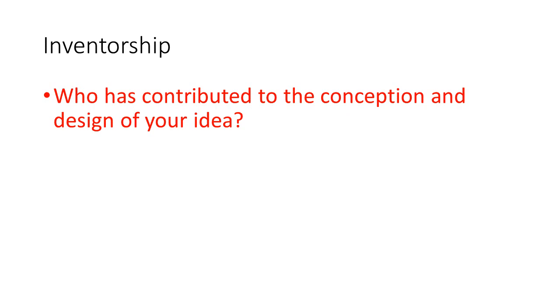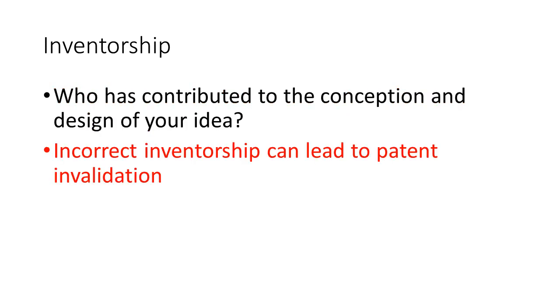Inventorship is a patent term for the people that contributed to the invention. So you want to identify who has contributed to the conception and design of your idea. The key reason for this is that incorrect inventorship can lead to patent invalidation. So you certainly don't want to do all this work, get a patent to issue, have it be for something that's commercially important, only to have it invalidated by someone that you're trying to use the patent against due to incorrect inventorship. So basically, the bottom line is you want to make sure that on the patent, the proper inventors are listed.